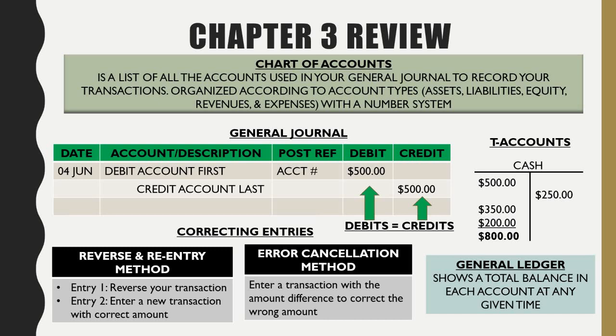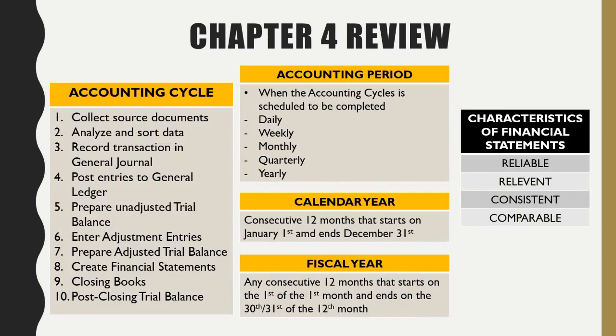Now, again, I'm not going to test you on exactly how it should look, but I am going to test you on a couple questions where it may require you to journalize a transaction, and you need to do it correctly, right? Your debits and credits must equal, okay? You need to have a debit account and you need to have a credit account, right? And that's going to be depending on what the transaction is. And I'm also going to ask you a question to correct a journal entry, right? So you could be doing either an error cancellation or a reverse and re-entry example, okay?